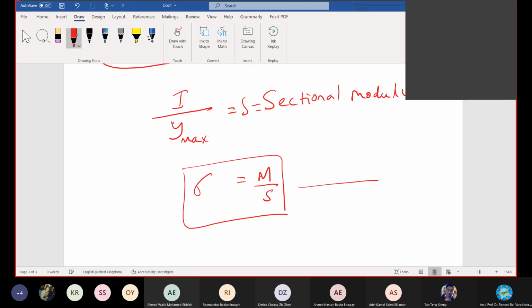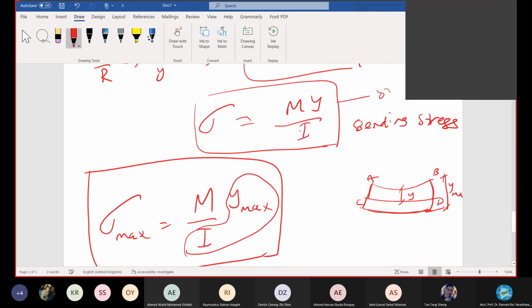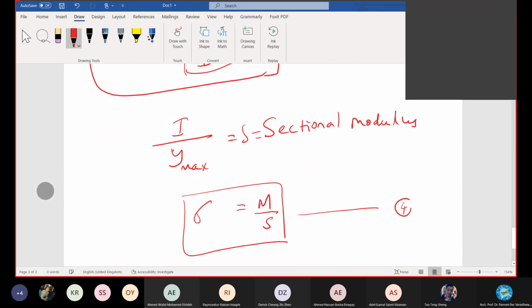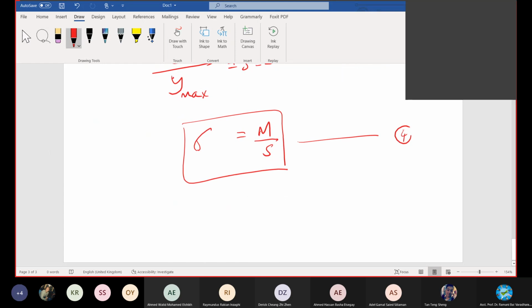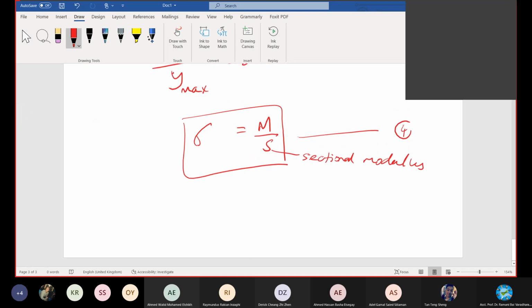This is another equation we are reaching, I think the fourth equation. We found strain, this is 3, this is 4. So we got another equation, sigma in terms of section modulus. We can also write the equation in terms of section modulus. Okay, any question so far? And this section modulus will vary from I section to T section and so on.